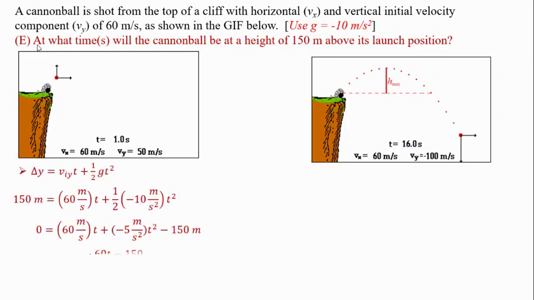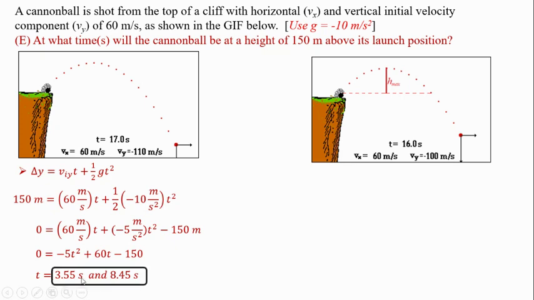Okay. And then from here, you can rearrange it. So here, your A coefficient is negative 5, your B is 60, and your C is negative 150. Okay, so if you do that on your quadratic solver, you should get these two values, 3.55 and 8.45.